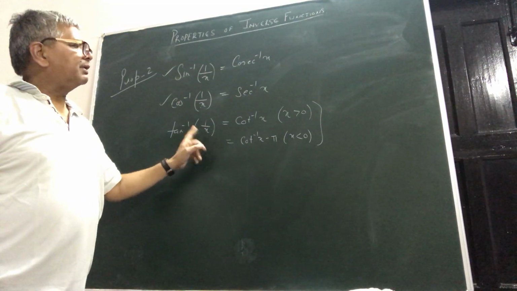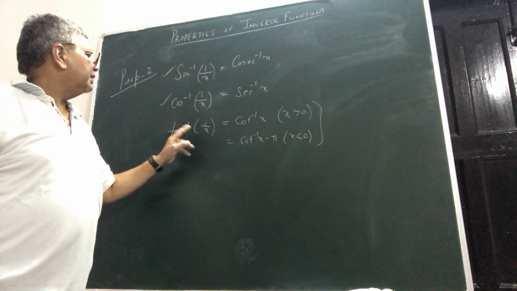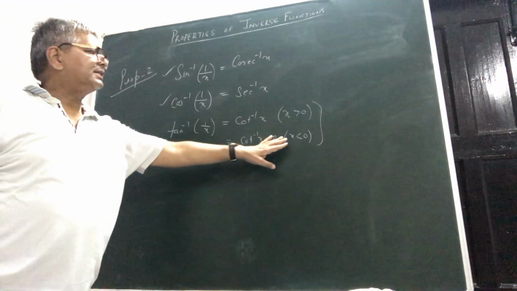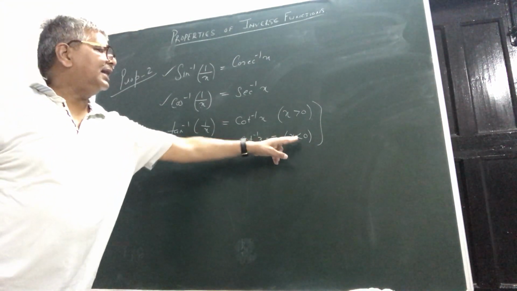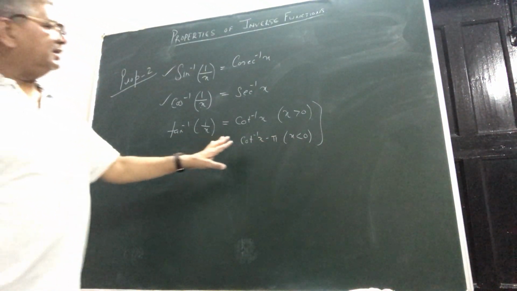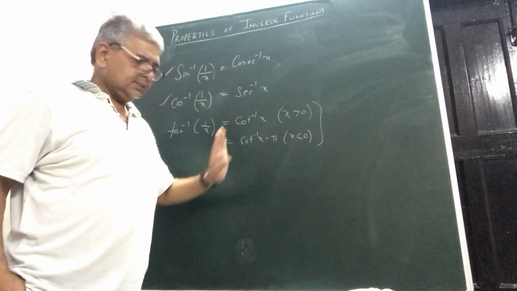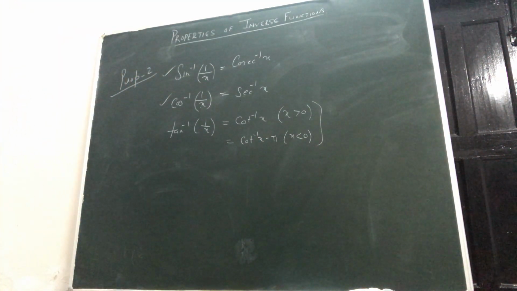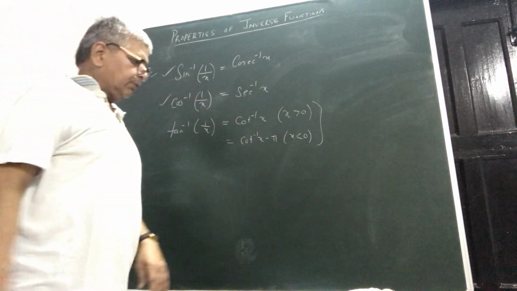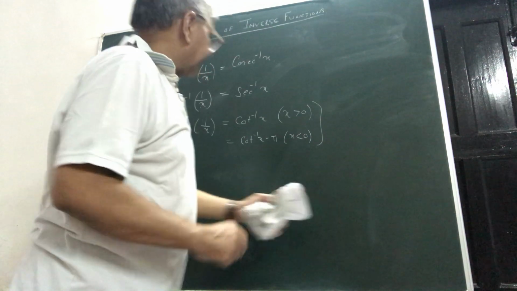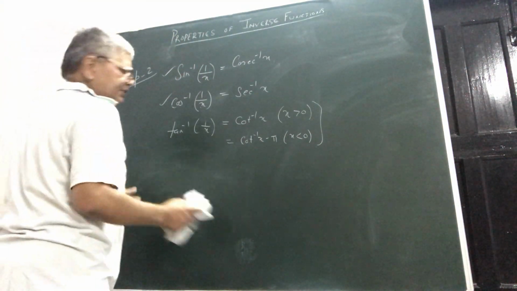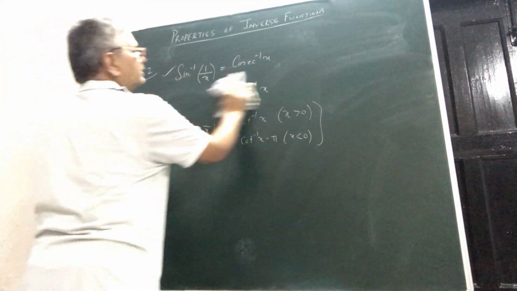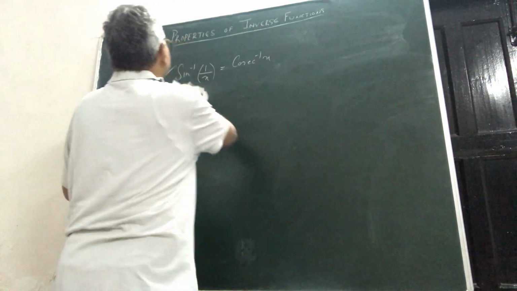But here the point in question is tan inverse 1 upon x where x is less than 0. Then this will be cot inverse x minus pi. This thing we have to verify here. So we will be taking 2 cases here. First, of course, we will do the simpler cases. Let me take it here.